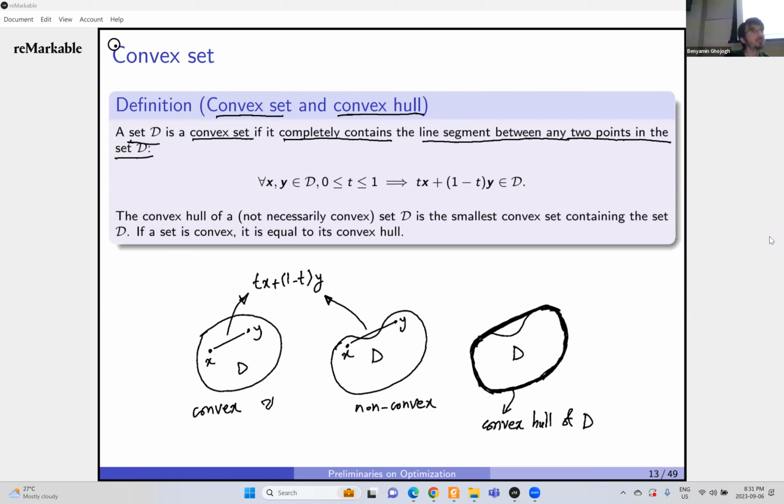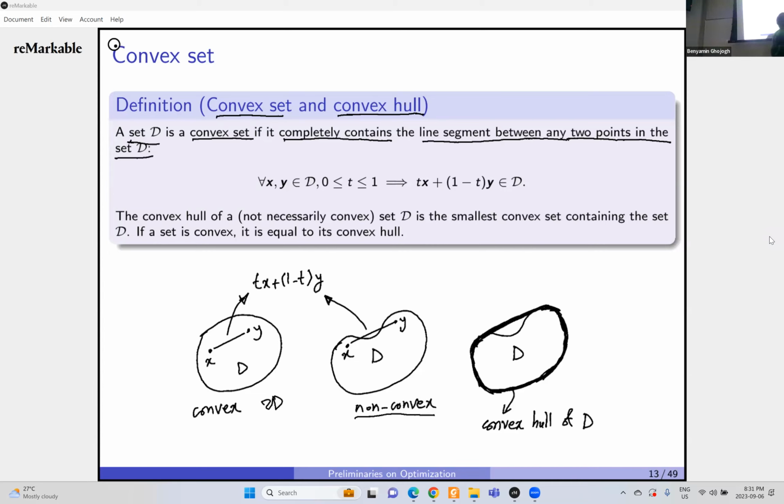By the way, this is 2D. It can be multiple dimensions, right? Still, you can connect those two points with a line in the multidimensional space. If that line is completely contained in the set, it is a convex set. However, this is a non-convex set, for example, because this line is not completely contained in the set D.